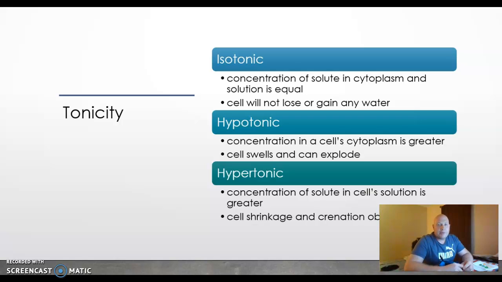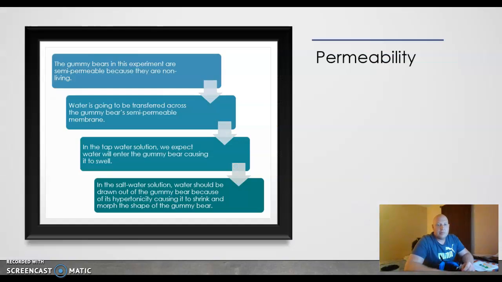Then hypertonic is the converse of that. The concentration of the solute in the solution is greater than in the cell. That causes cell shrinkage and crenation. Crenation is just different, weird shapes, a shrunken appearance, and it deforms whatever was crenated. All right, let's move on.